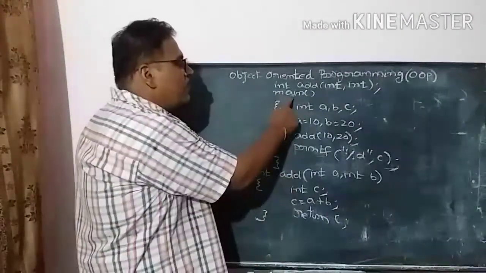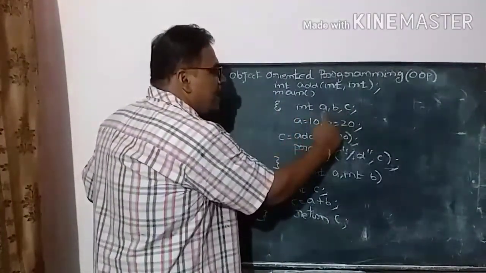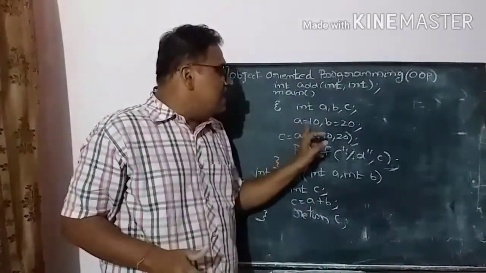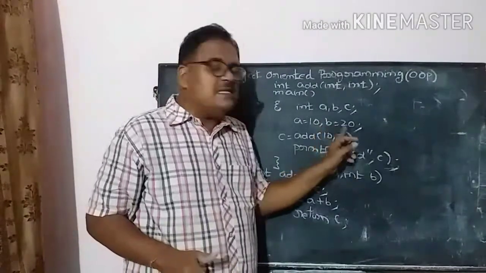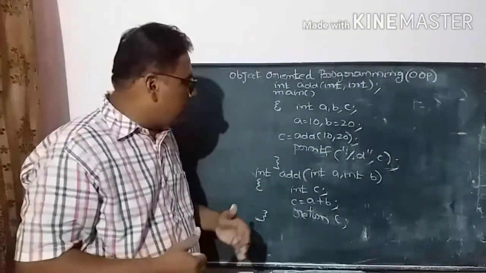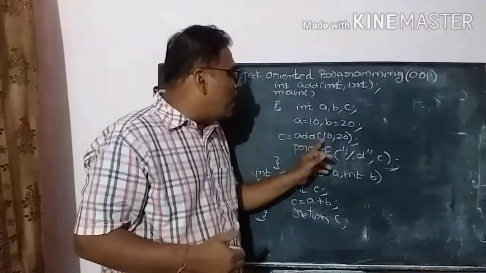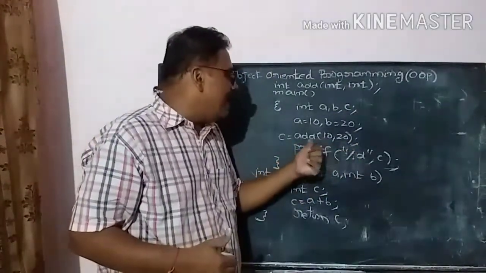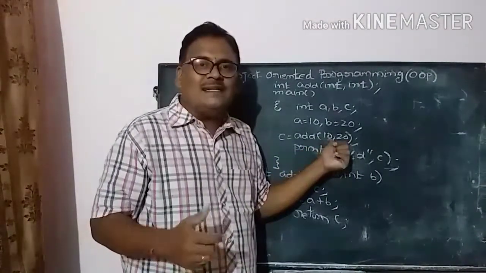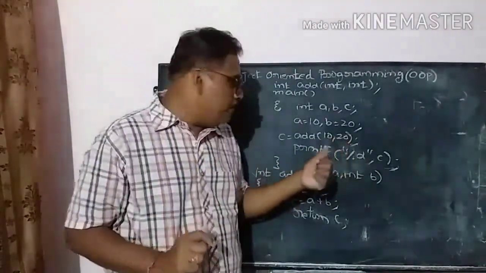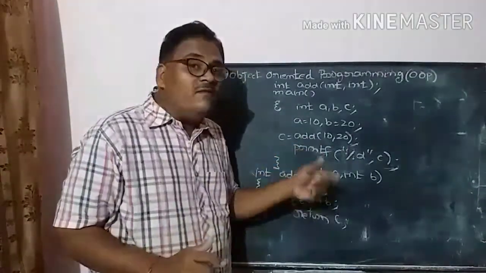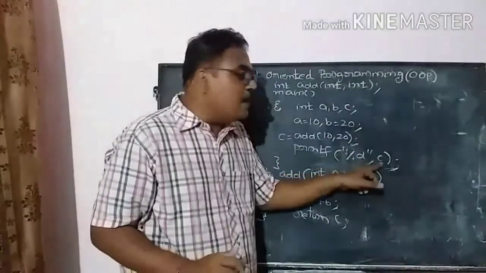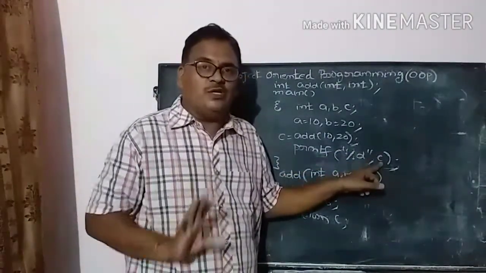Here, the main function has three variables. A, B, C are local variables to the main function. A is assigned 10, B is assigned 20. This is the initialization concept. C is equal to add of 10 comma 20. Here we called a user defined function add and passed the arguments 10 and 20 into the add function. The result will be returned to variable C. Here the value will be printed in the same main function.